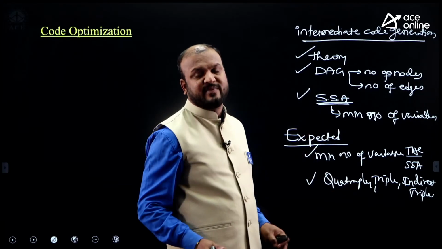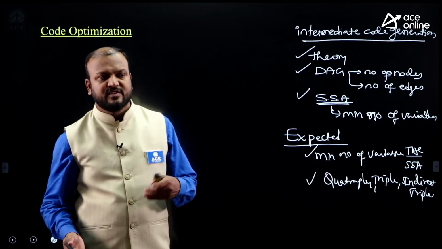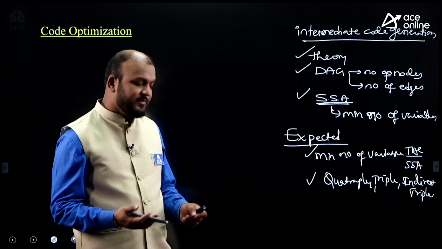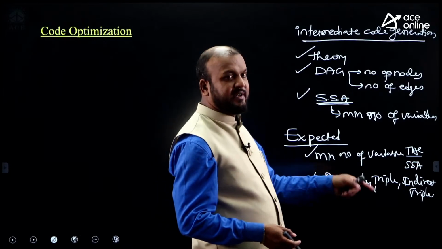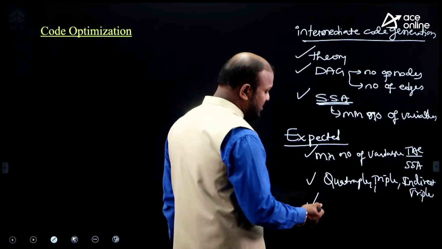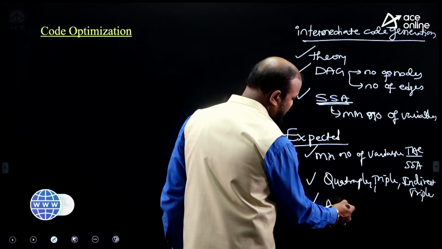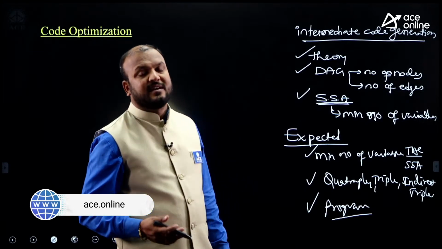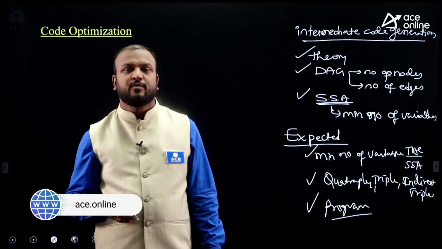Means they may give you an expression and ask you to find which of the following is a quadruple representation of the above expression, or something like this. Quadruple, triple, indirect triples: no question asked. And also no question asked on program snippets. It means they may give you some program snippet and ask you to find which of the following is a correct 3-address code representation for the program snippet.